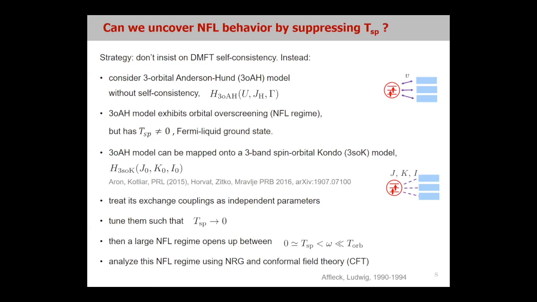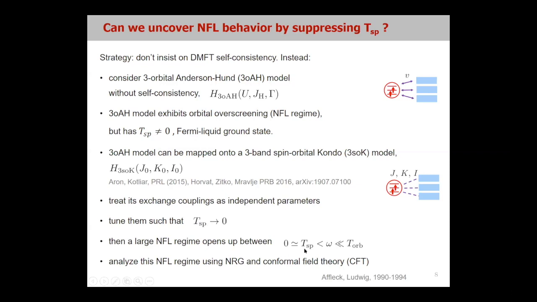You consider the spin orbital Kondo model that you get if you do a Schrieffer-Wolff transformation. Now in the spin orbital Kondo model, you no longer have direct hybridization. You instead have 3 exchange coupling constants: spin exchange, orbital exchange, and a mixed one. These 3 parameters are bound together by the Schrieffer-Wolff transformation. But you can now take the point of view, let's choose them independently and tune them in such a way that the spin Kondo scale goes to 0.